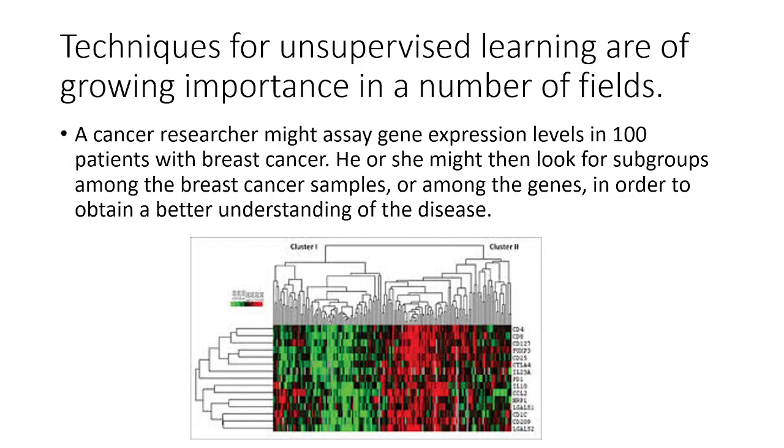Let's talk about a few examples in which unsupervised learning methods are employed. In the first example, a cancer researcher might assay gene expression levels in 100 patients with breast cancer. He or she might then look for subgroups among the breast cancer samples or among the genes in order to obtain a better understanding of the disease. So this is one example in which we do not have any target variable. We're just looking at the genes or the cancer samples, and we want to see whether any proteins are more related to one another, and whether there is any subtype of breast cancer.